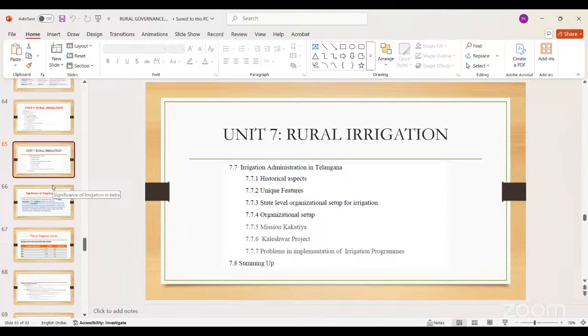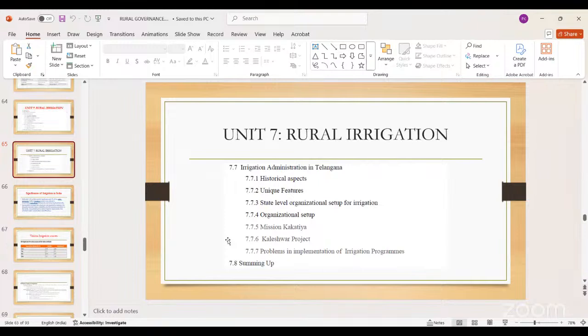Then the superintending engineers are in charge of the circle office, and they work under the control of chief engineers. Then the executive engineer is head of the division and in charge of the construction and maintenance of all irrigation works under their division. Then the deputy executive engineer is in charge of the subdivision and of the construction and maintenance of irrigation work under them. Then the assistant executive engineer is in charge of construction and maintenance of irrigation work within the section, and works under the control of the deputy executive engineer.